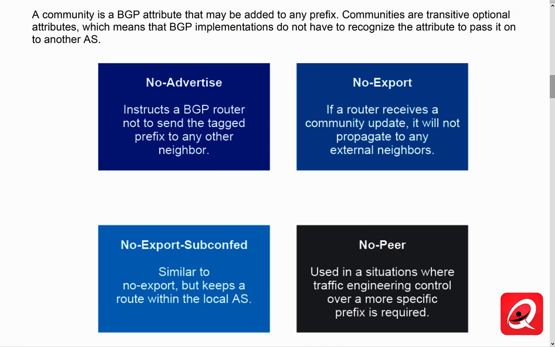All right. So the idea is that these communities allow us to provide these labels that we can then make policy decisions on based on the labels that are applied. It is a 32-bit value, and it can be represented as a single dotted decimal number or two 16-bit hexadecimal values separated by a colon, which is the most common.